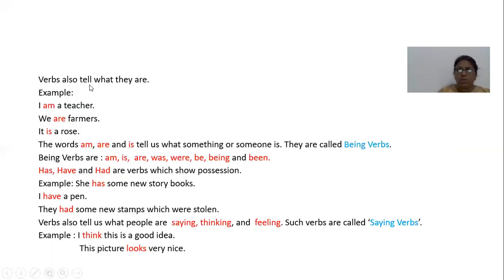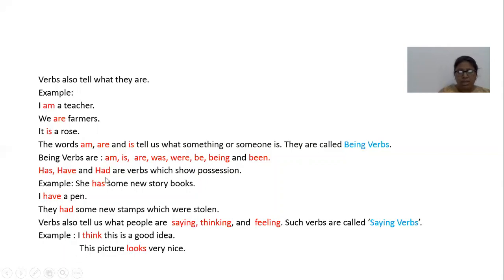Now, verbs also tell what they are. For example, I am a teacher, we are farmers, it is a rose. So the words am, are and is tell us what something or someone is. So they are called being verbs. Now we can easily understand being verbs: am is used with I, is and are are used in present tense, is with singular, are with plural. Was and were are used in past tense, was in singular, were in plural. Be is the base form of the verb. Been is again used in past tense.